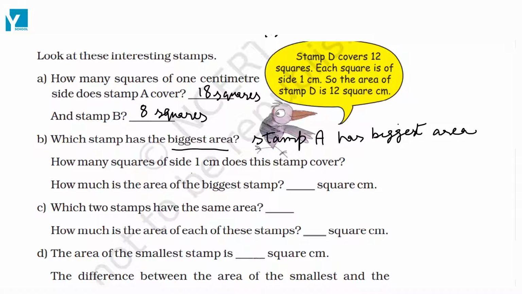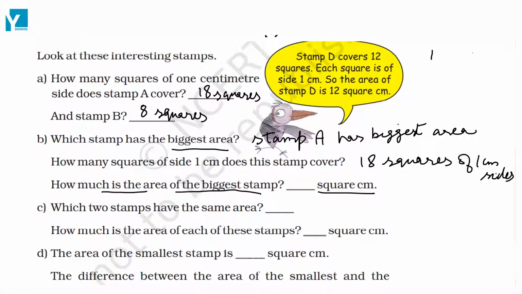How many squares of 1 centimeter side does this stamp cover? So stamp A covers 18 squares. The biggest area stamp is the one that covers 18 squares. Now the next question is, how much is the area of the biggest stamp in square centimeters? Since it covers 18 squares of 1 centimeter side, what is the area of 1 square? The area of 1 square will be 1 square centimeter. So what will be the area of 18 squares? 18 square centimeters. So we will write here that it has 18 square centimeter area.